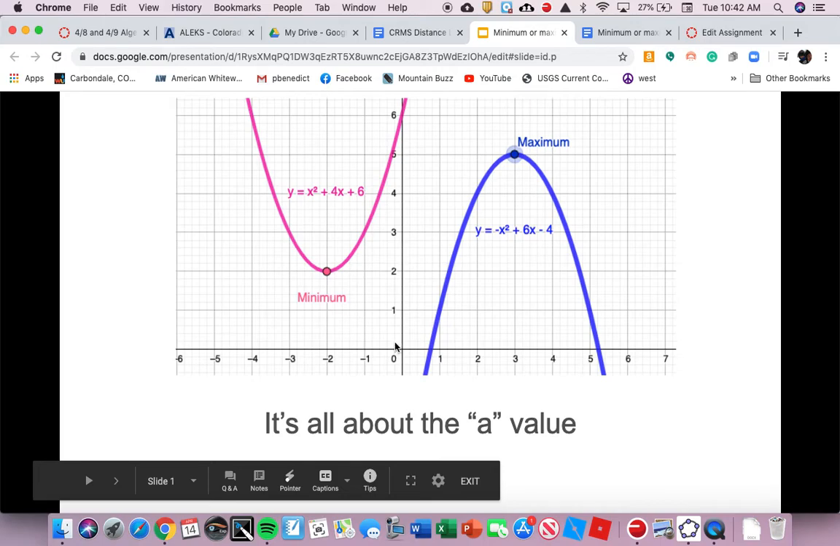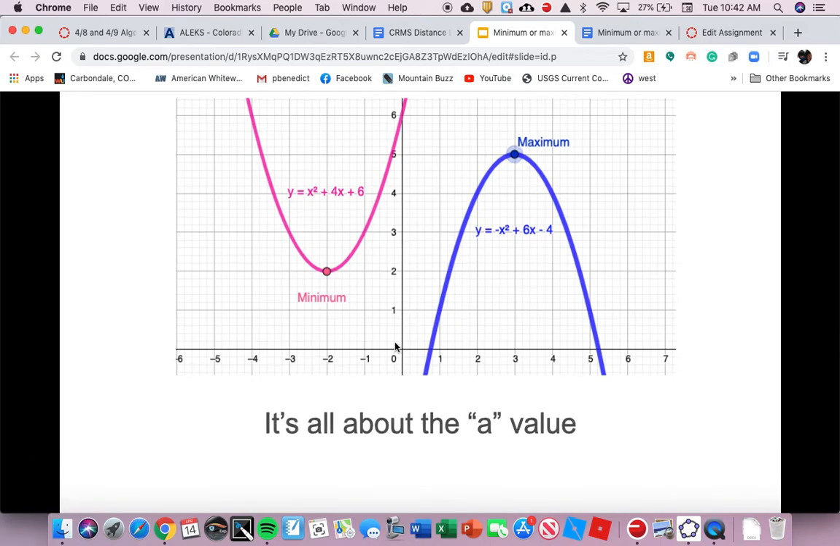All right. Today we're going to talk a little bit more about parabolas. I know it's everyone's favorite topic, and we're going to talk a little bit about finding the vertex in a different manner that some people may find easier.